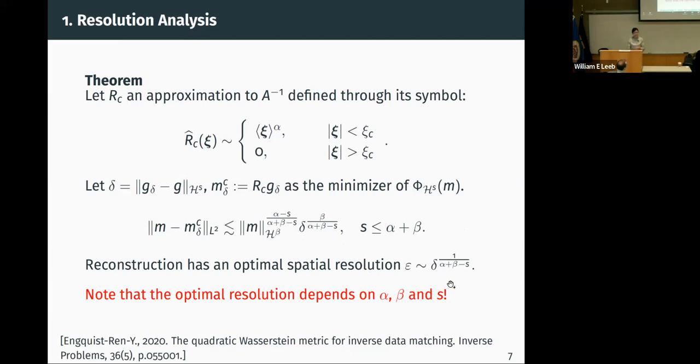So how you choose S can affect how fine, or what is the highest resolution, you can see in the solution. So that's the resolution analysis. Choosing different S, it depends on the optimum you can see in terms of the inverse problem parameters.